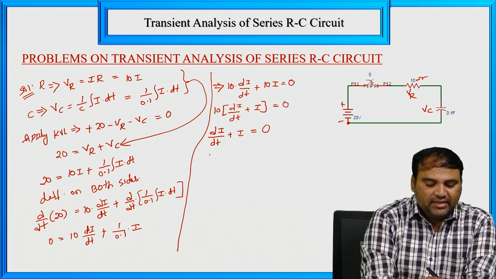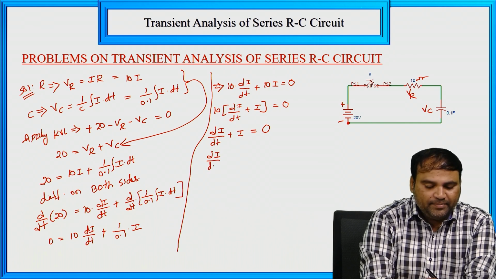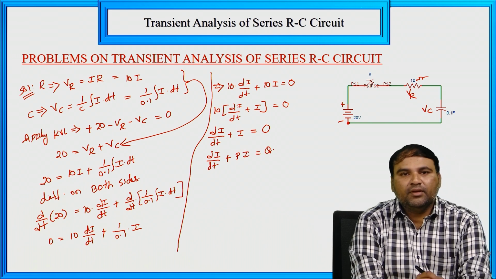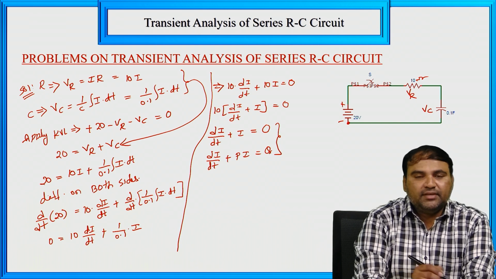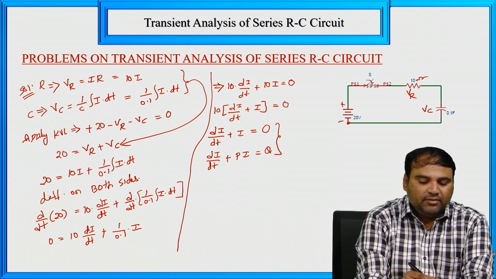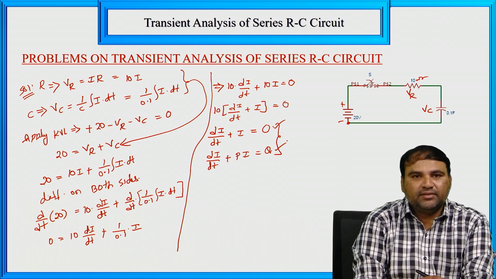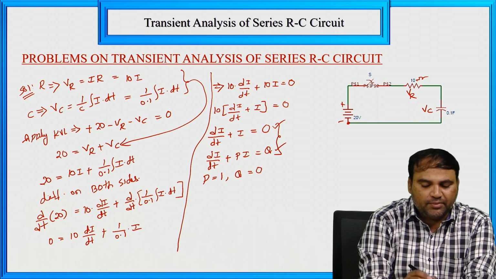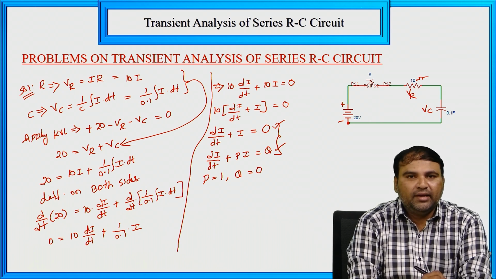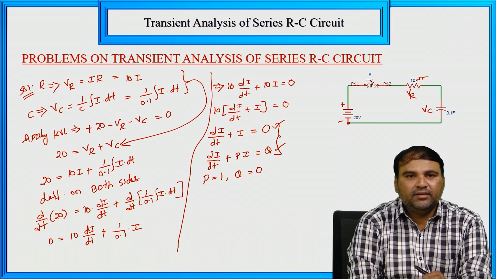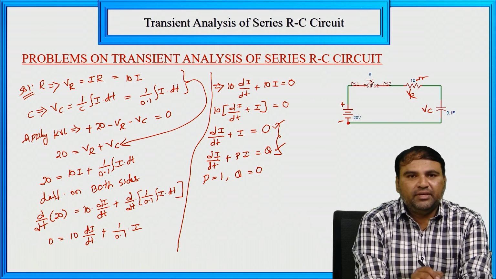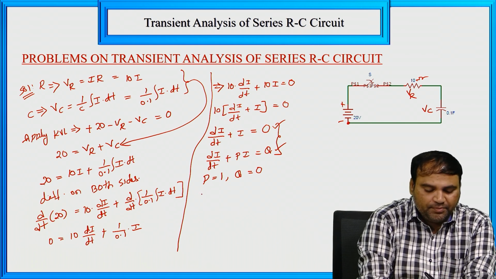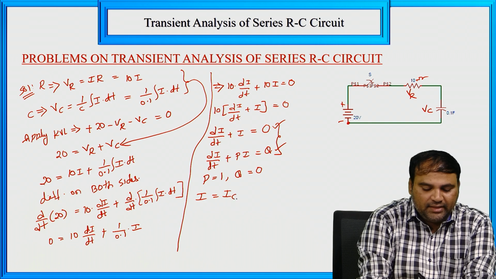Now this equation is of the form di by dt plus Pi is equal to Q. Now we compare these two equations, the first equation and the second equation. In that, P equal to 1 and Q equal to 0. Now by using this, we need to calculate the total current response, that is, I equal to IC plus IP.